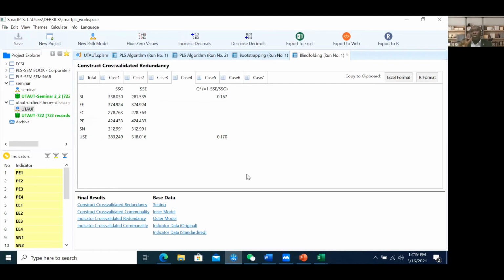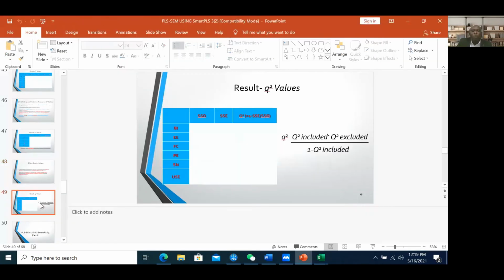So there are two effect sizes. One is for determining the predictive relevance of an exogenous construct on the capital Q squared value of an endogenous construct. And then the other one is the normal F squared value. So to calculate the small q squared value, you use this computation.